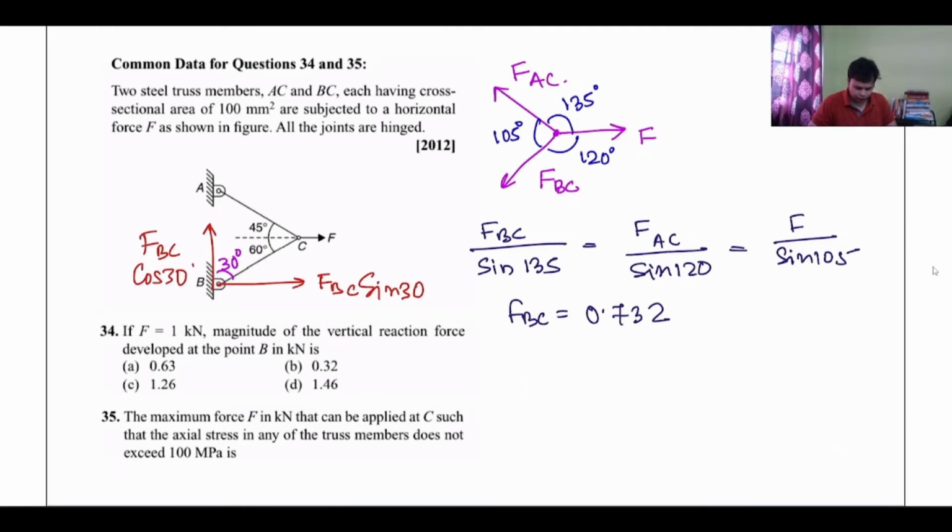So 0.732 into cos of 30 degree. Cos of 30 is root 3 by 2. So I'm getting the answer as 0.634, about 0.63. So option A. The vertical reaction at point B is equal to FBC cos of 30, which is equal to 0.63. So definitely 34 is answer A.